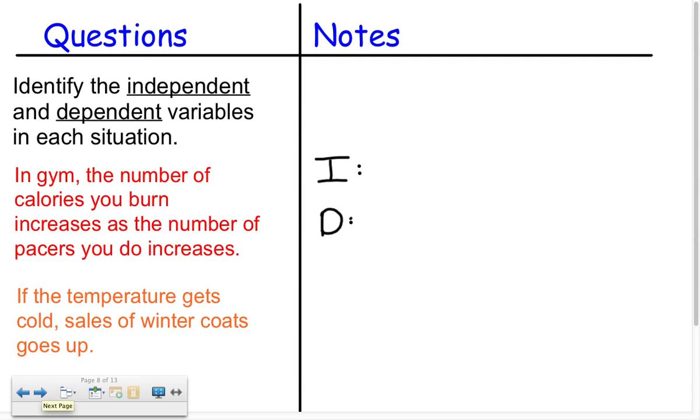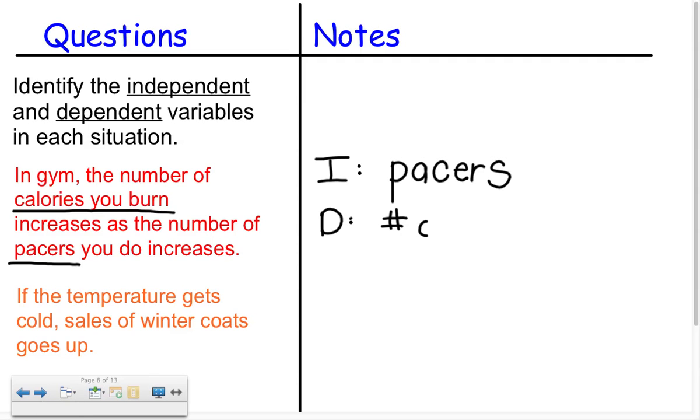The two things that are happening in this situation is you're burning calories and you're doing pacers. So you have to think about what is going to happen first. Are you going to burn the calories or are you going to run the pacers? Well, you're going to do the pacers first. So that's our independent, the number of pacers you run. And then the number of calories you burn depends on the number of pacers.